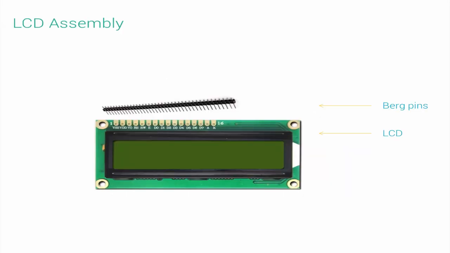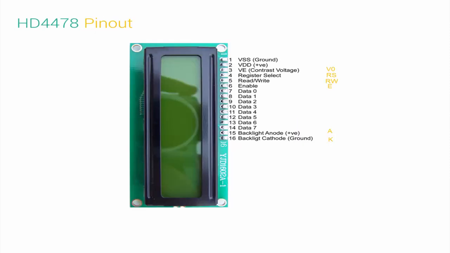More often than not, when we buy the LCD, it does not come with pins attached. So you must buy your own Berg pins and solder them onto the LCD. This would make connection of wires very easy. You can get one row of 16 Berg pins and then just solder them. Basically, the LCD has 16 pins.